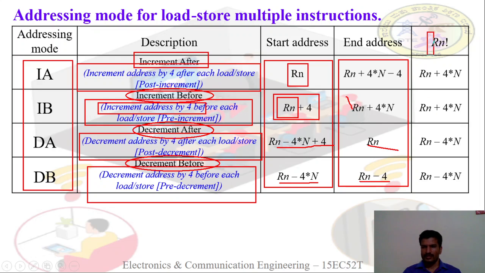So this last column represents the write back. If the exclamation symbol is present, Rn is updated with the ending address at the end of the instruction. If the exclamation symbol is not present, the value of Rn will be unchanged at the end of the instruction.